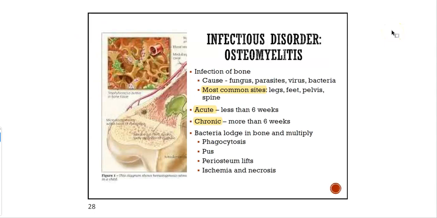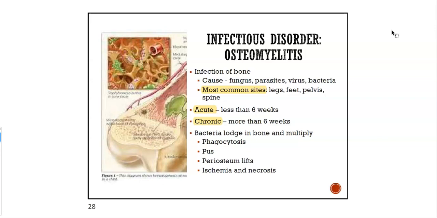Next, we're going to talk about infectious disorder, mainly osteomyelitis. I kind of mentioned it earlier in class that sometimes the infection can spread in the bone. So it can lead to osteomyelitis. Osteomyelitis is infection in the bone. So it can be caused by fungus, parasites, virus, bacteria, and it's most commonly seen in the legs, feet, pelvis, and spine. The most common reason for spine osteomyelitis is from a decubitus ulcer.